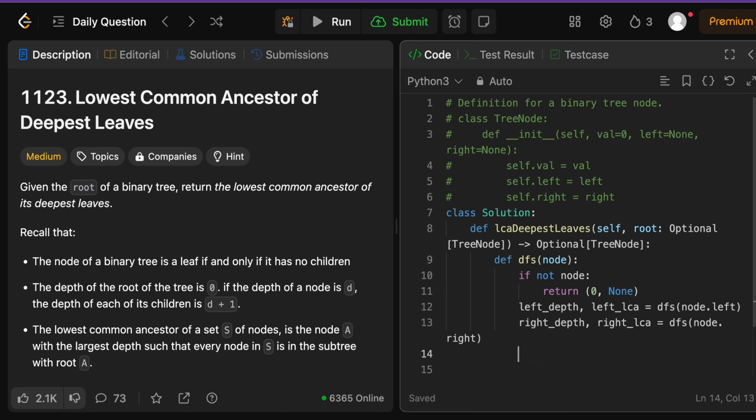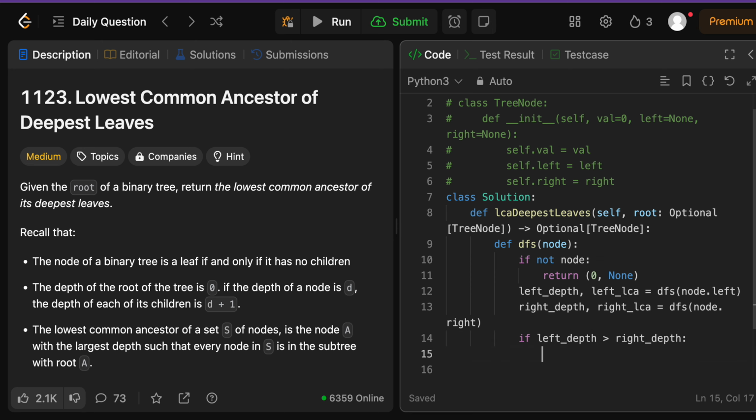Now here's where that deeper LCA logic comes into play. We have to compare which subtree is deeper, the left subtree or the right subtree, with their depths and root nodes, if you will. So if the left depth that we just calculated in the previous recursive call is greater than the right depth, well, then obviously the left subtree is deeper than the right subtree. If that's the case, we want to return that left depth. But keep in mind, it's not going to be the left depth itself. It's going to be left depth plus 1.